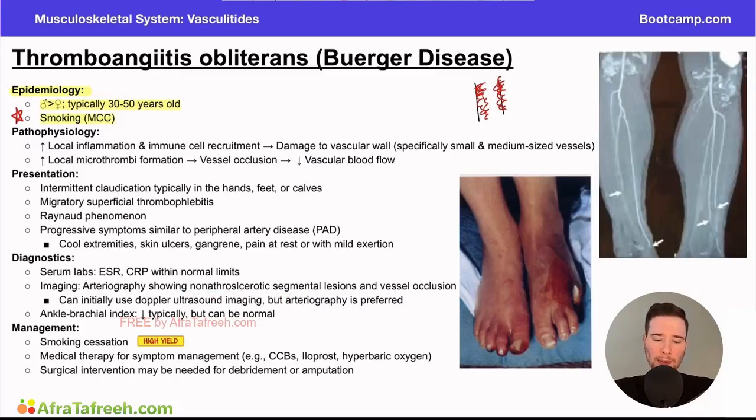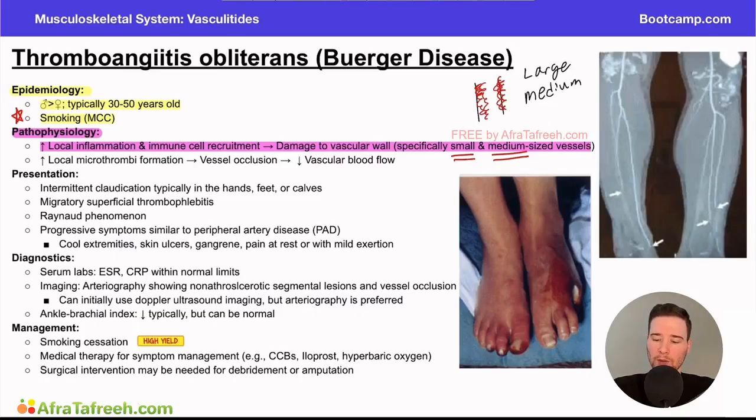So when we think about the pathophysiology here, we're dealing with increased local inflammation and immune cell recruitment that will damage the vascular wall, specifically, again, the small and medium vessels in this condition. We talked about some large vessel conditions in previous videos, and we'll talk about some vasculitis diseases in future videos that typically are only going to affect the small vessels. But again, this is kind of a good way to arrange them in your brain. Does it typically affect the large vessels, the medium vessels, or the small vessels? You can see in this video, we're mostly dealing with these two right here.